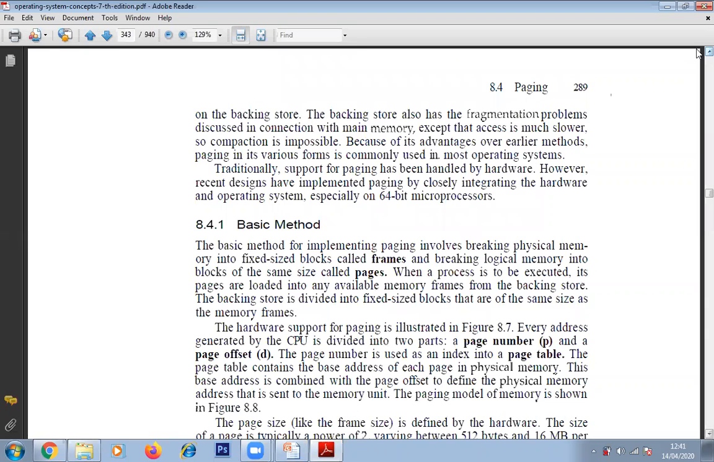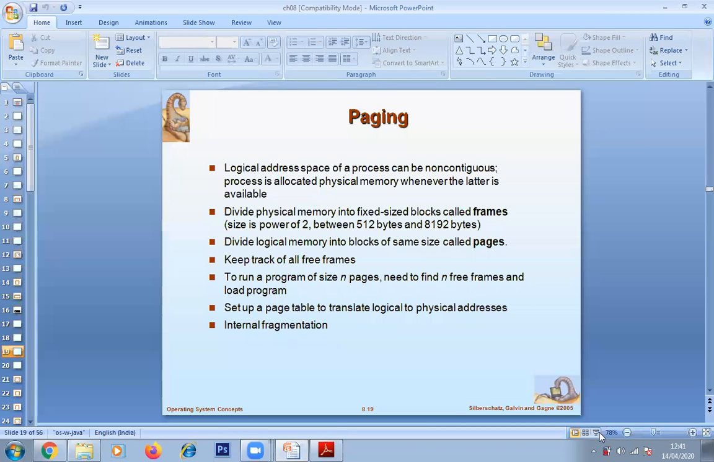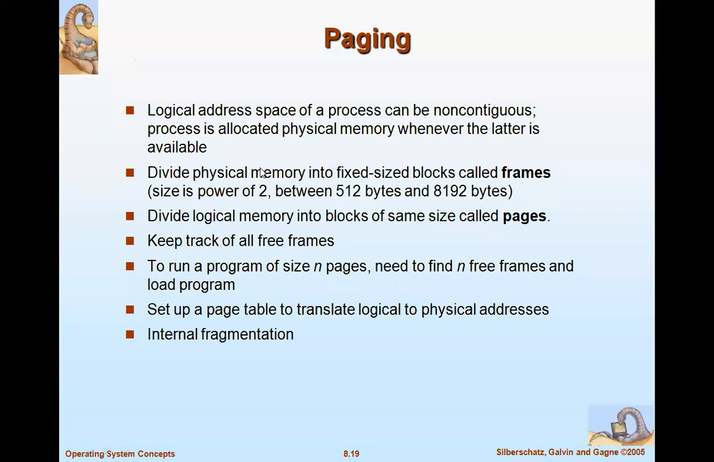I have shown you already what exactly it does. It divides the physical memory into fixed-size blocks called frames, and it divides the logical memory into different pages, and it keeps track of all the free frames. And this is address translation.